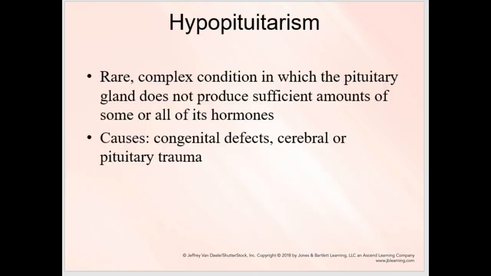We're just going to focus on what can go wrong with the pituitary gland itself. I just want you to keep in mind that the hypothalamus can contribute to these issues in the pituitary. So hypopituitarism is going to be very rare, but this is where not sufficient amounts of hormones from the pituitary can manifest. So this can be congenital, could be some sort of trauma. Tumors should really be included in there as well.